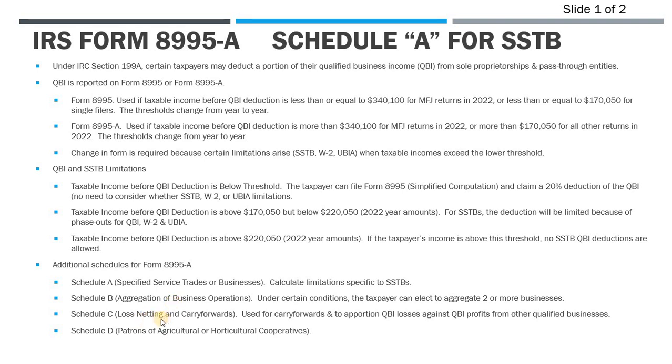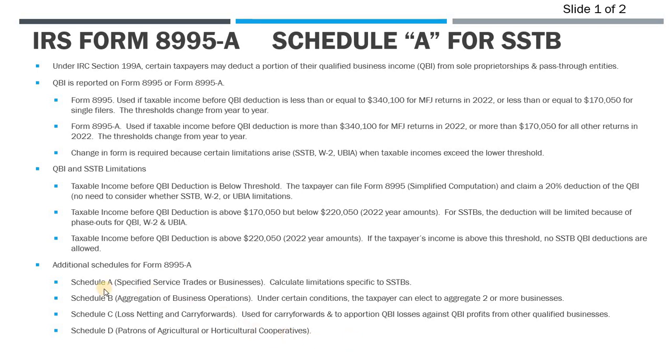Schedule C is a common one. That's also used for loss netting purposes. So if you have one trade or business that has a loss, you have to apportion those losses against other positive QBI amounts. So that's done on Schedule C. And then Schedule D is for patrons of agricultural or horticultural co-op investment.